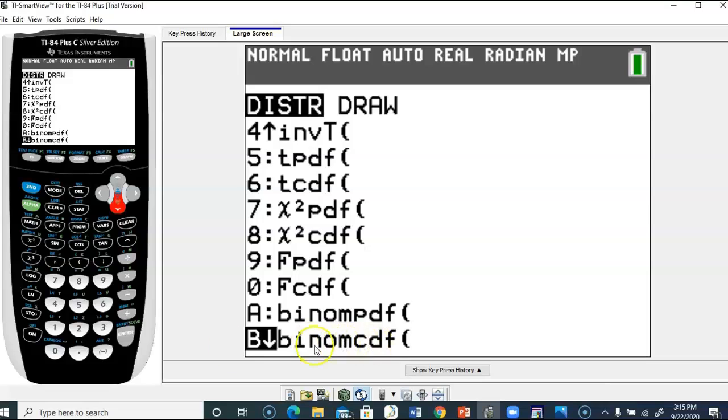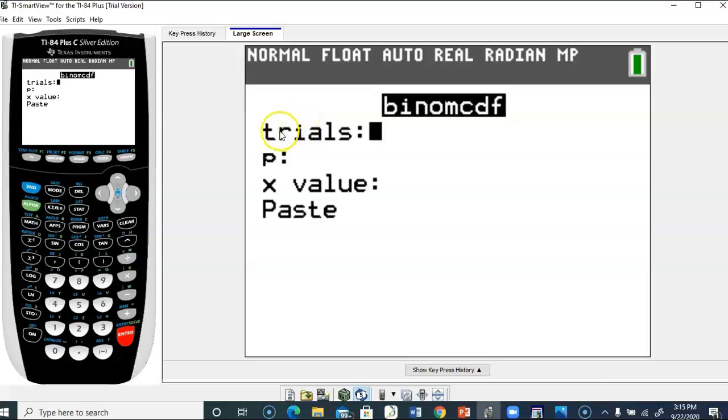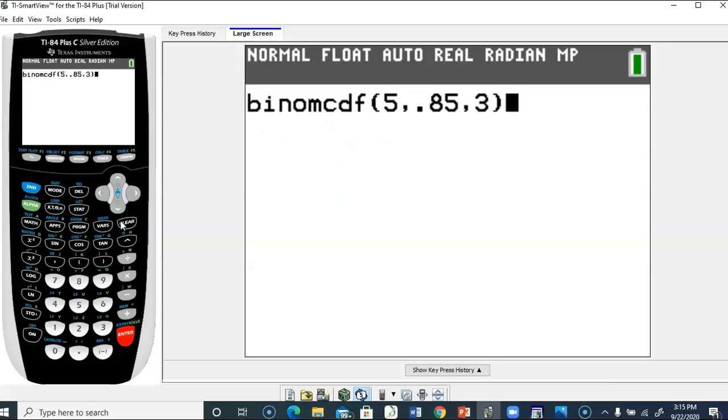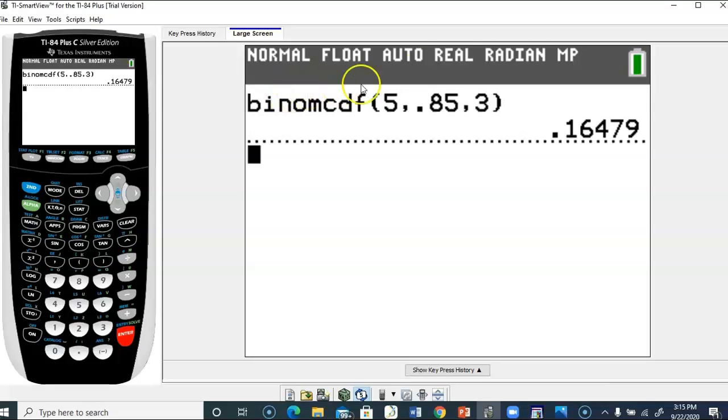So let's just try the binomial CDF to kind of show you what that's going to look like. So for me, it brings up trials. This is where you'd enter the N. The P is your probability of success, and here's your X. So let's say that our N, like on this problem, was 5.85 for our probability of success, and our X value was 3 in one of our problems. And so this is the probability that it gives me here. So it's definitely much easier than having to do the formula for each one of those. You'll just choose the binomial PDF or CDF as appropriate there.